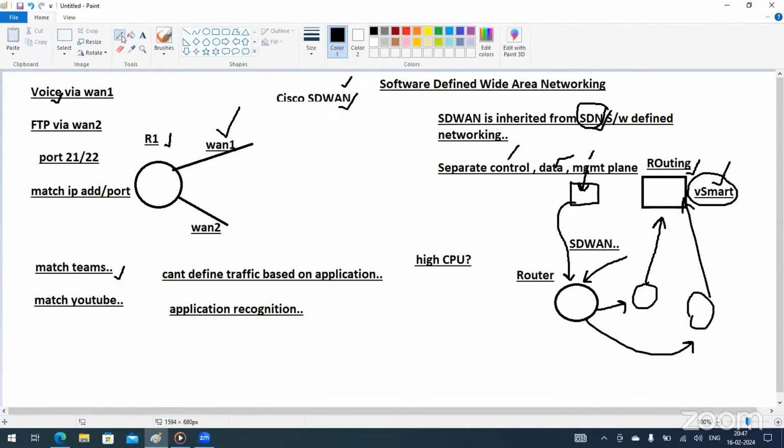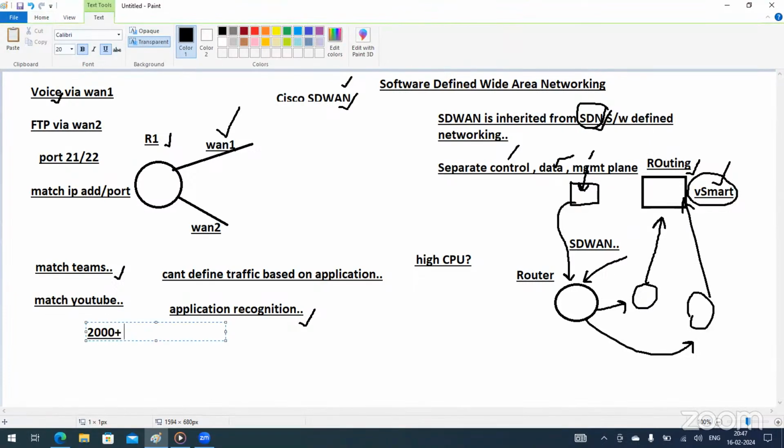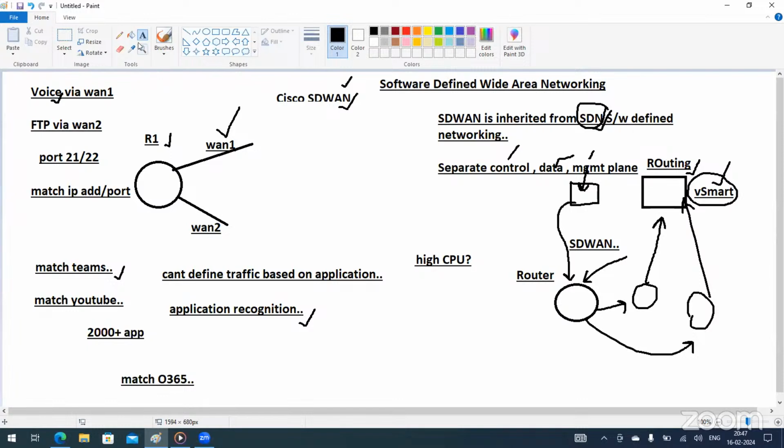How do we have an advantage of SD-WAN using application recognition? Because with SD-WAN, we can match the traffic based on the application name. There are 2000 plus applications which we can match just by name. We can match O365, so it will match all applications which fall under O365. Similarly, there are many other applications, let's say match Facebook, right? So we can steer the traffic based on the application name.